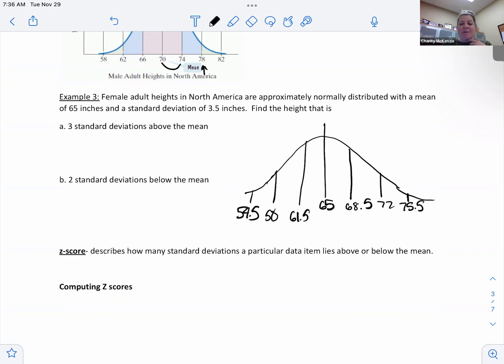3 standard deviations above the mean. Well, 1, 2, 3, 75.5. Very significantly tall. You're above the 2 mark because you are in the 3 mark. That is really tall. 2 standard deviations below the mean. So 1, 2 is 58. I can't read my own writing. I had to minus it again in my head.